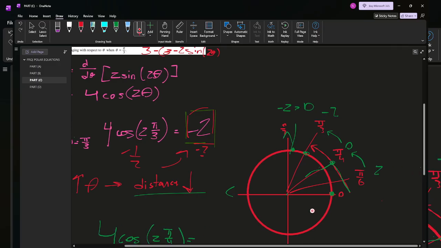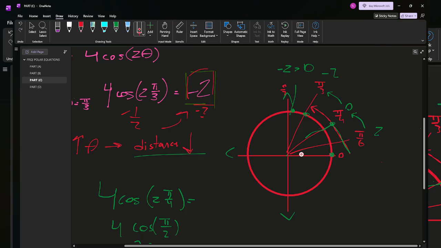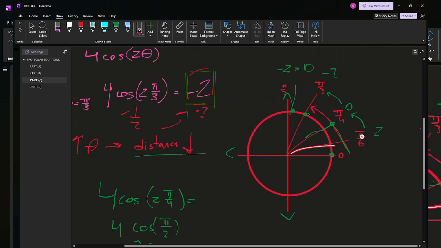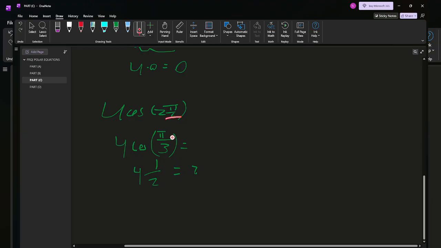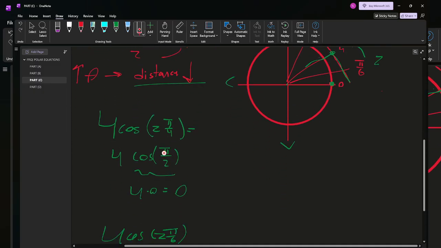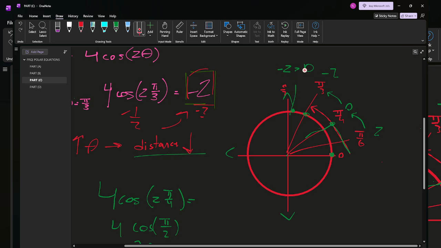If you refer back to the unit circle, when you increase theta to pi over 6 and evaluate, this becomes 2, which is a positive value. Now, as you increase theta more, to pi over 4, 2 times pi over 4 is pi over 2, and we know that the cosine of pi over 2 is 0. So 4 times 0 is 0. So that distance becomes 0.